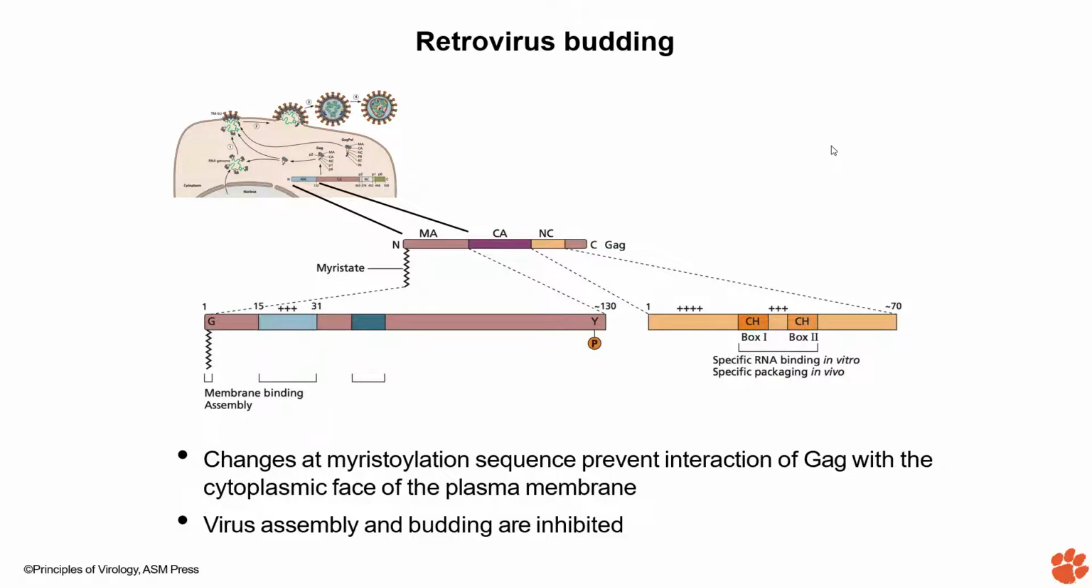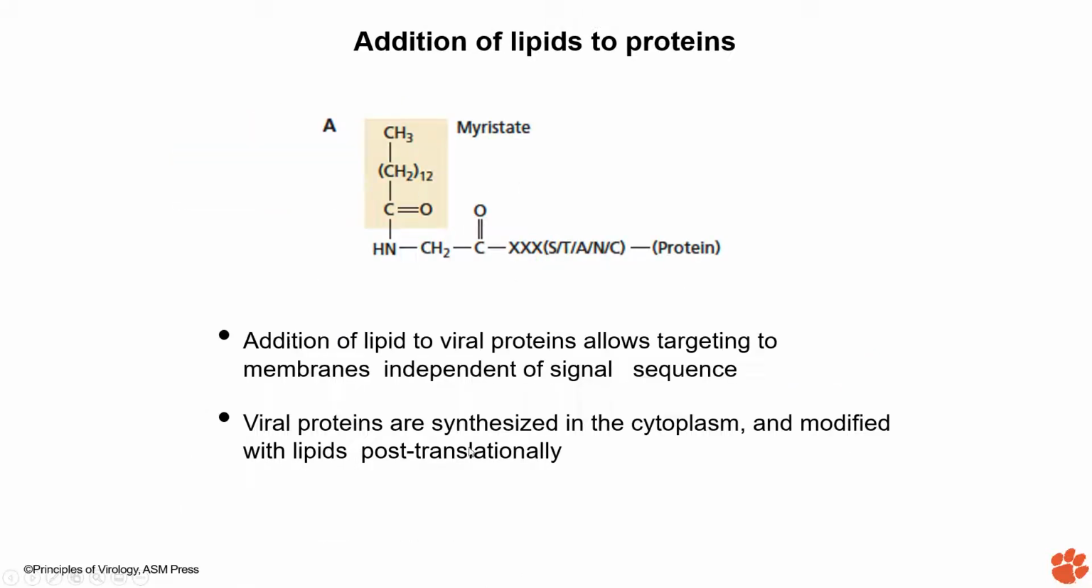So we stopped at the retrovirus budding, and here we talked about the lipid moieties which are added to some of the proteins, and we already covered this slide and the next one. What we mean by this is that when you have the addition of a lipid to the viral protein, it allows targeting to the membranes independent of the signal sequence.